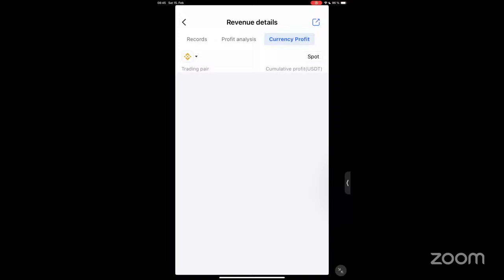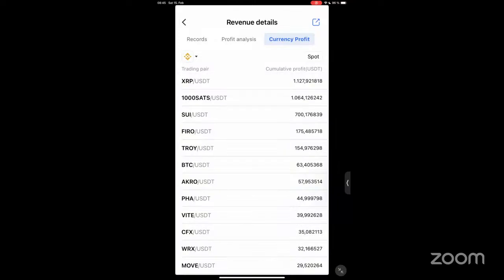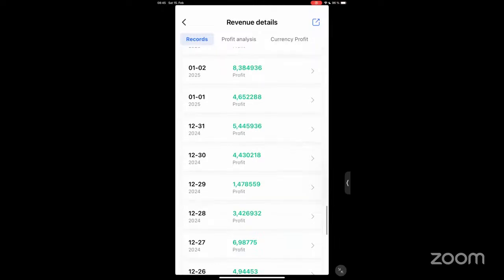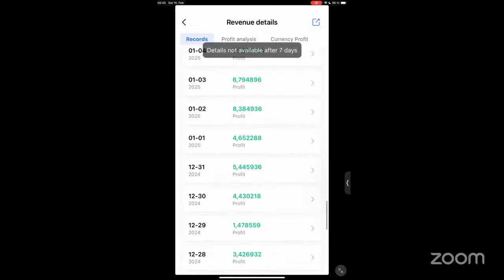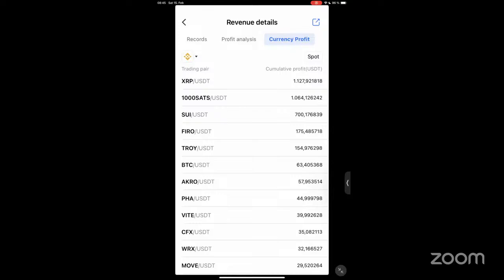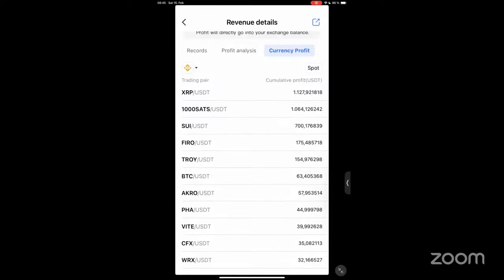Now, currency profits. Only one revenue details is broken into three different parts, and I like it. It gives you that view for you to see. Because someone will be like, I want to know how much in total I've made from this XRP coin. I've been trading it for some time now. It's not now that you go to records, because don't forget, after 7 days, you can't get the details again. So that is why this part is also important. So you'll be able to see that, wow, in total I've made so and so amount from this coin.